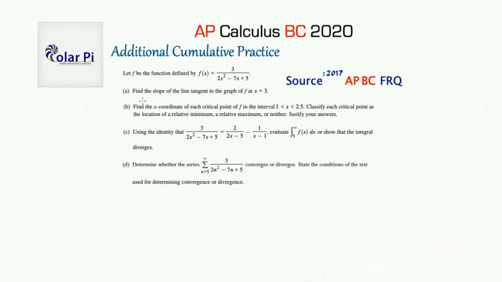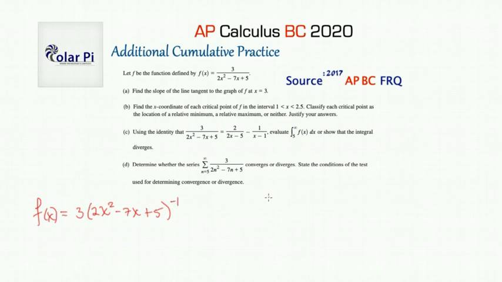So f is this function. Find the slope of the tangent line to the graph of f at x equals 3. This is pretty straightforward, so we need to find f prime. So first let's write f so that it's friendly to take the derivative of. That way we avoid the quotient rule, and that means that we write it as 3 times 2x squared minus 7x plus 5 to the negative 1 power.